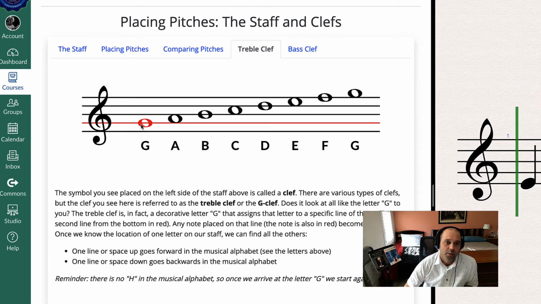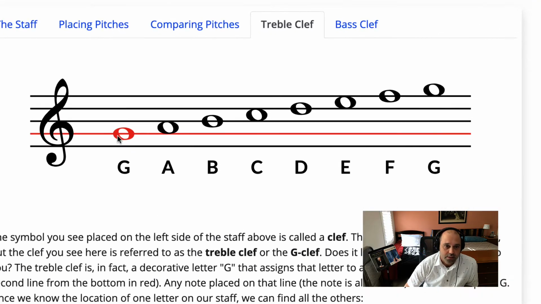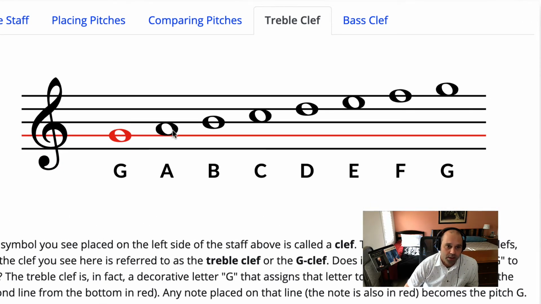So we always go up the musical alphabet when we go up a space or up a line. So one line or one space up. So if I start at G, the music alphabet goes from A to G. So if you hit G, you actually start over. So over and over again in music, if we're going up, it goes A, B, C, D, E, F, G, and then it goes A, B, C, D, E, F, G again, and that just keeps repeating as you get lower or higher. So we only have 7 letters that we use for music.